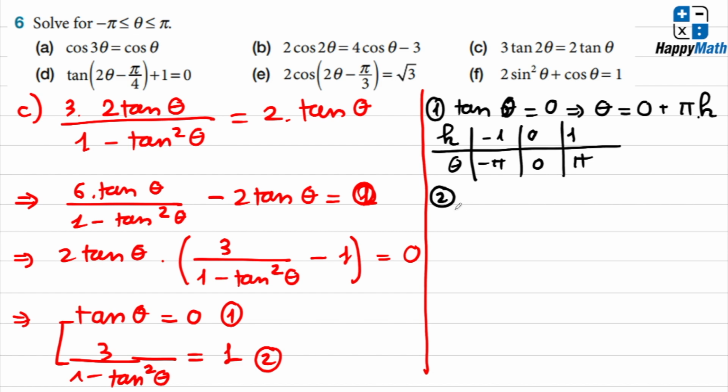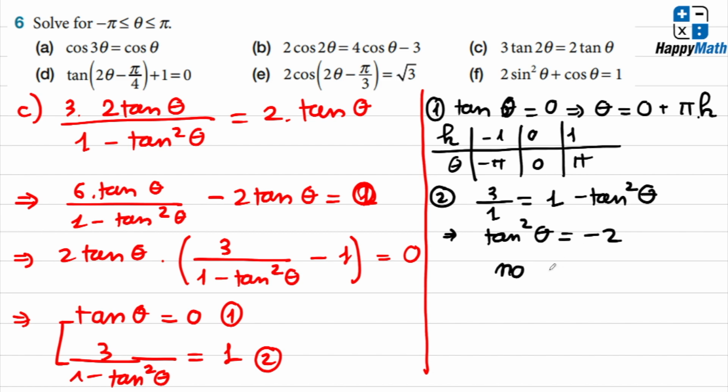About the second, I will get here 3 over 1 equal to 1 minus tan square of theta. And for this, you got 3 here, and then you got tan square equal to minus 2. So for this one, I have no solution. Why do I have no solution here? Because for this square, you got a negative value. So every number when you square it has to be at least equal to 0. But for this case, you got a negative value for a square. That cannot be the right answer.